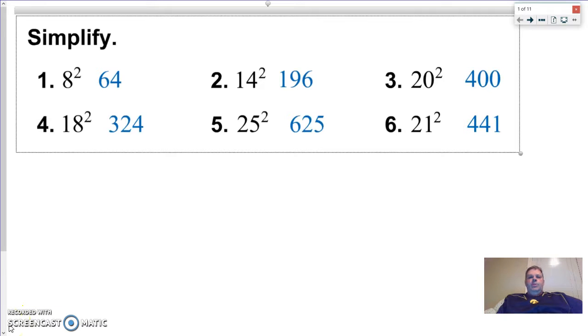Hopefully the students were able to come up with 8 squared is 64. 14 times 14 is 196. 20 squared is 400. 18 times 18 is 324. 25 squared is 625. And 21 times 21 is 441.